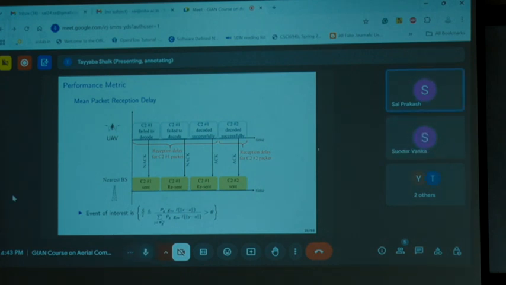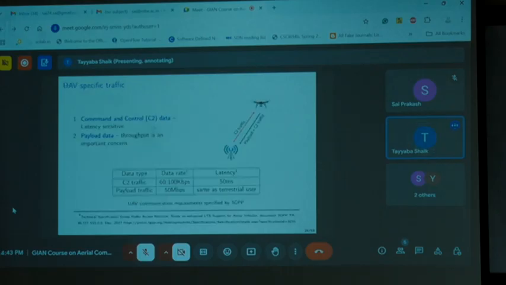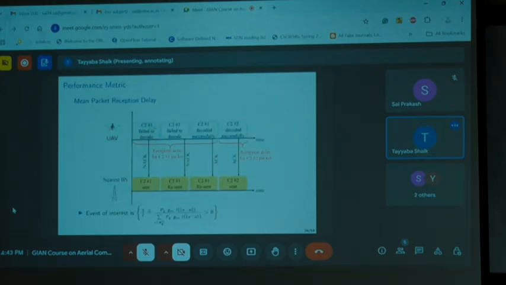Yeah. Go ahead. Okay. So this is one of the metrics that we have studied in this paper. We call it the mean packet reception delay. If you recall the concepts, and even before that, here we assume that each UAV communicates with its nearest base station, as in it receives C2 traffic from the nearest or the strongest base station. Okay, so that is the reason why I have mentioned it as nearest base station here.